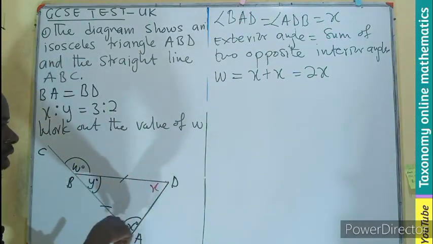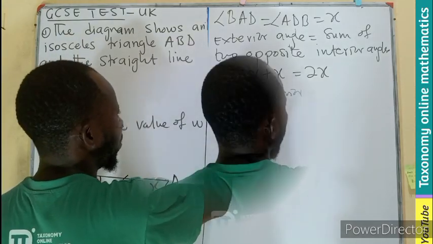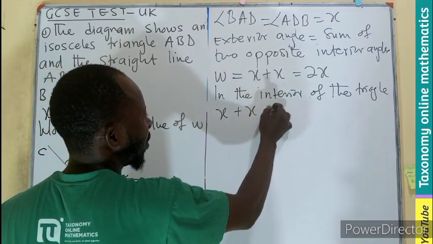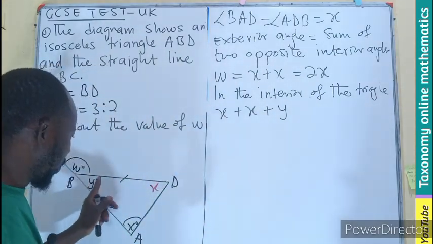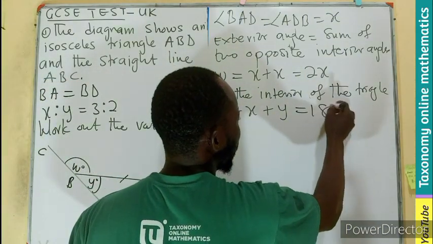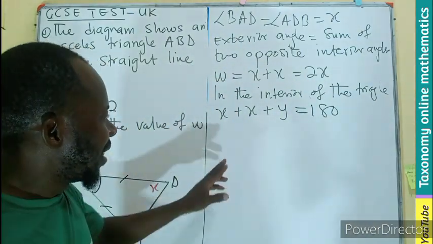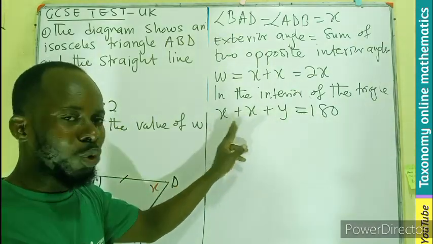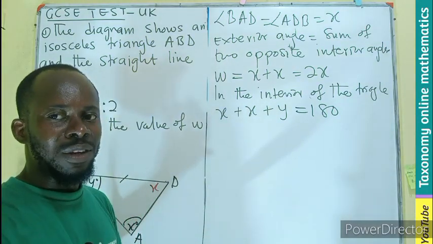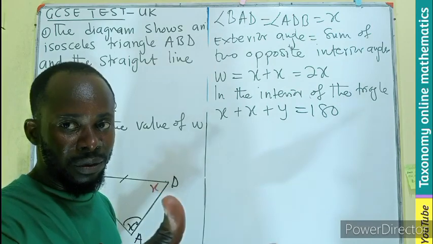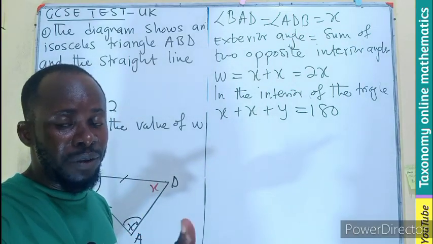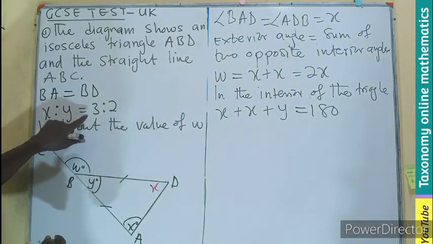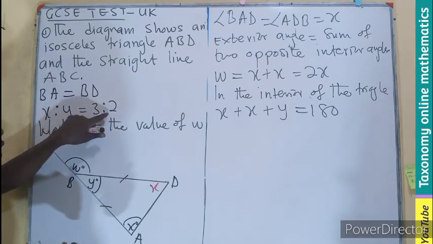Also, in the interior of the triangle, I will have x plus x plus y. If I add all of them, I should get 180. So there is an angle here plus an angle plus this, which gives us this. But if you pick the ratio, the ratio is what we divide by to get the various angles. If you divide the angle, you get the ratio. So we can say the ratio 3 is to x and 2 is to y.